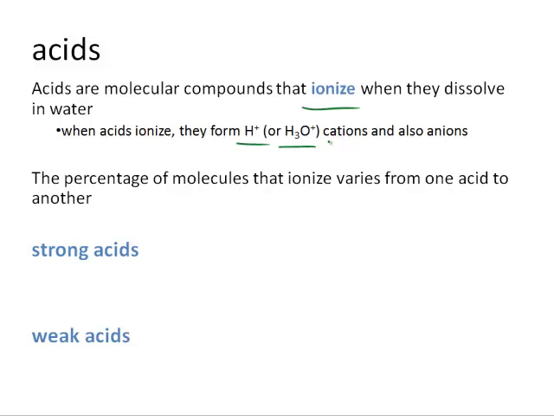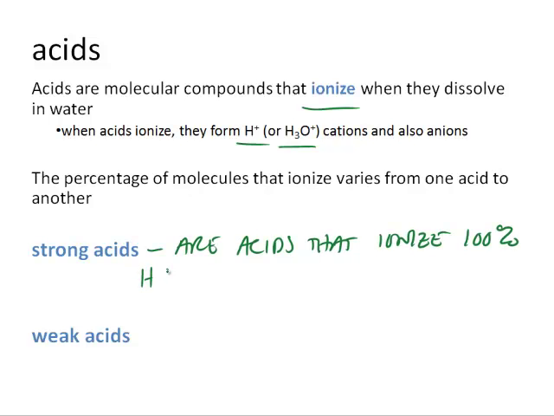Now, it turns out that the percentage of the molecules that ionize varies from one acid to another. And this is what we refer to as strong and weak acids. Strong acids are acids that ionize 100%. Okay, so if we have our HCl molecule, and if we use the Arrhenius definition, it's just going to produce an H plus ion in solution, H plus aqueous plus Cl minus.